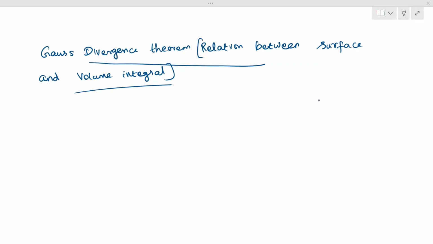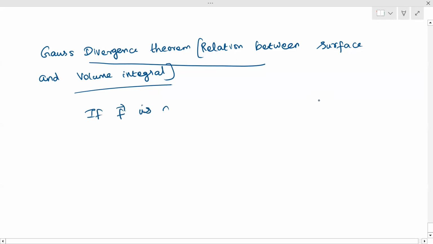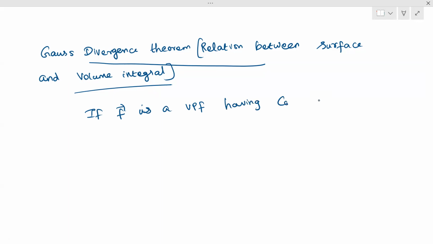Here the topic is Gauss divergence theorem, which gives the relation between surface and volume integral. Here F vector is a vector point function having continuous first order derivatives in the region.